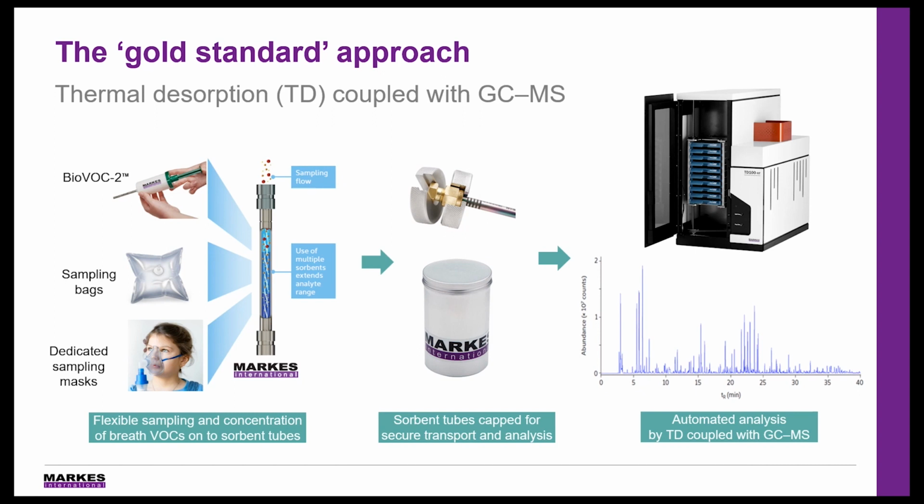The sorbent tubes are then capped and transported securely to the lab where they are analysed on an automated thermal desorption system with a GCMS. The combination of these techniques enables easy sample collection with separation of the wide range of compounds present in breath and identification with spectral matching or standards.